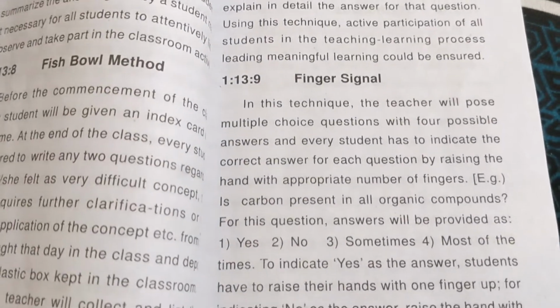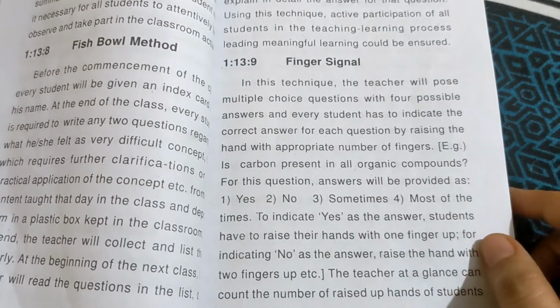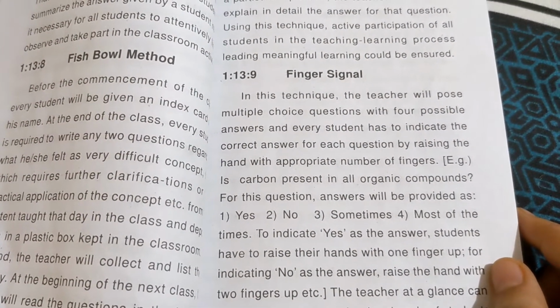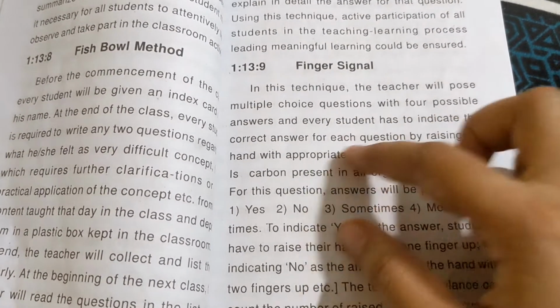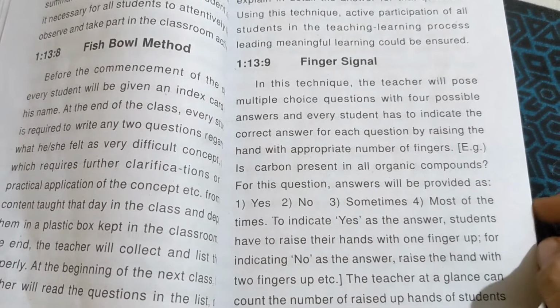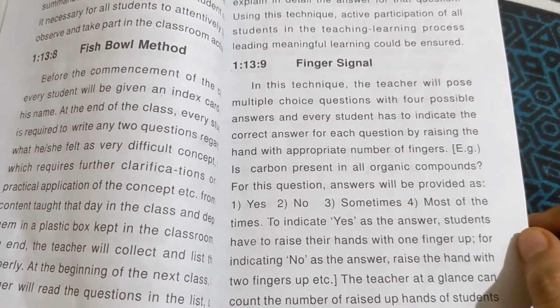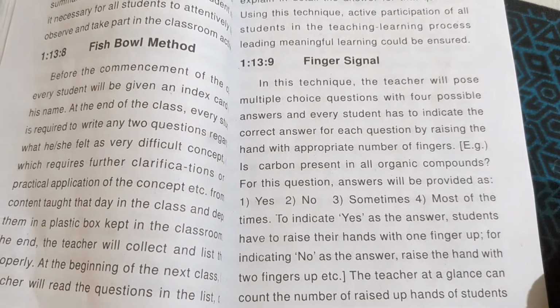The next method is finger signal. In this technique, the teacher will give a multiple choice question with 4 possible options. A question will be given and 4 options will be given. This is similar to choosing the correct answer. The student is not going to tick the answer in this. The student is going to show finger signals.